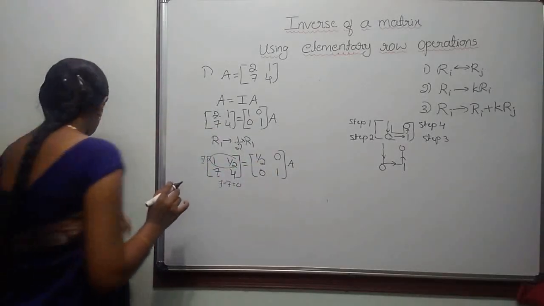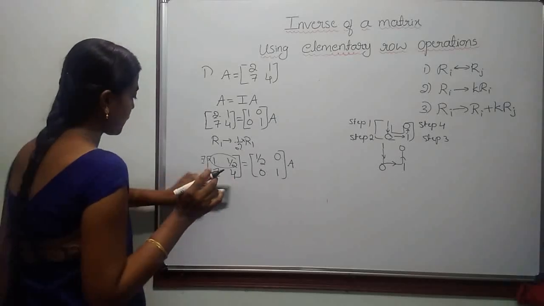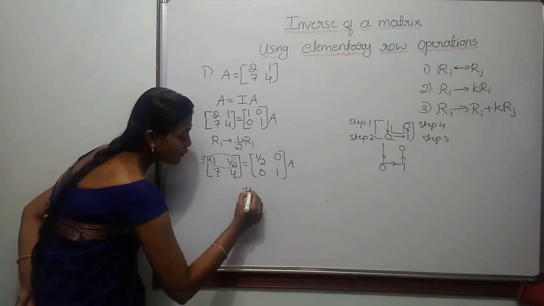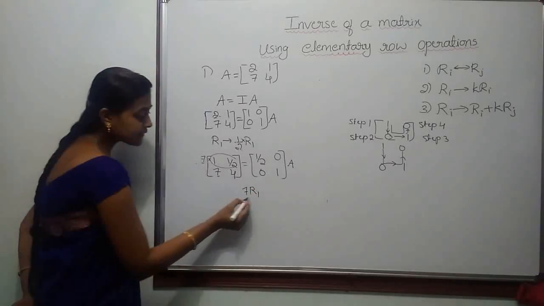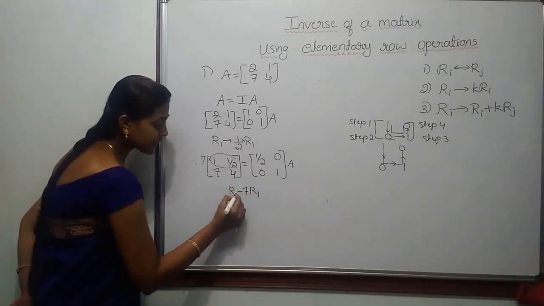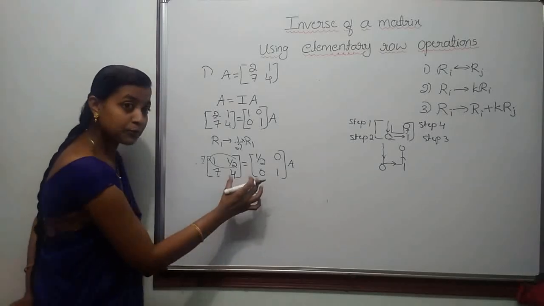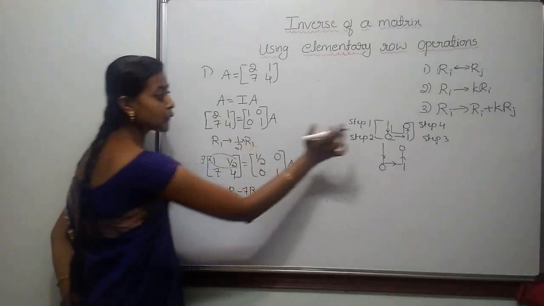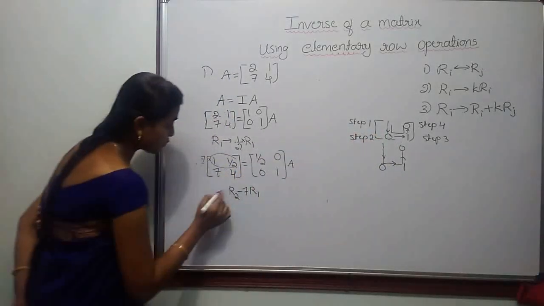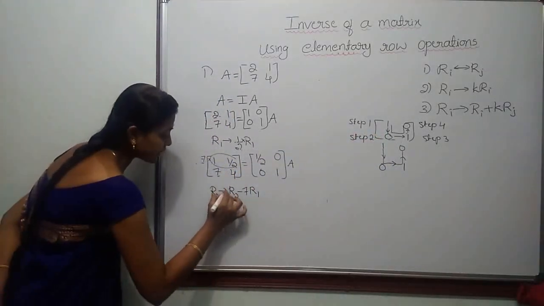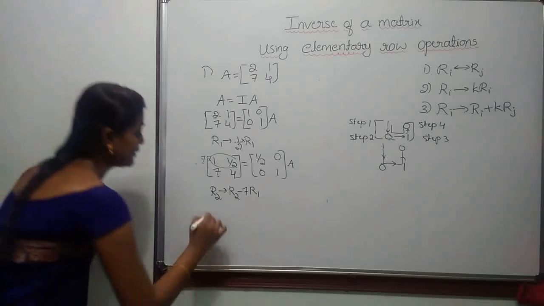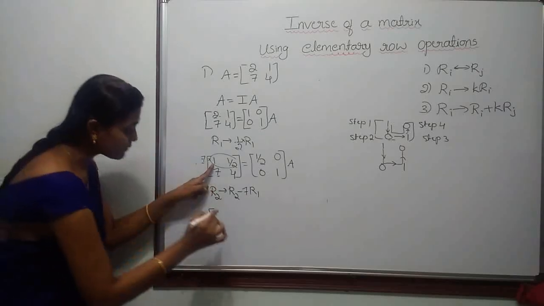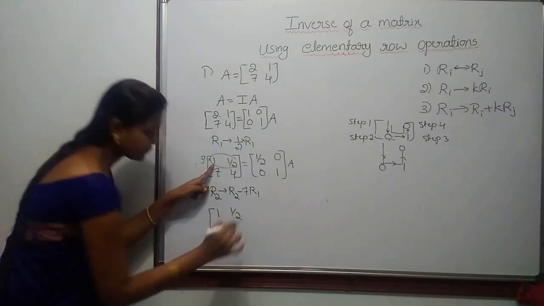Let us apply the operation. Multiply 7 to first row and subtract this result from second row. Where do you have to write this result? We have to change the element of second row to the 0. So we have to write the result in second row. This will become, we are not changing first row, keep the elements of first row as it is.